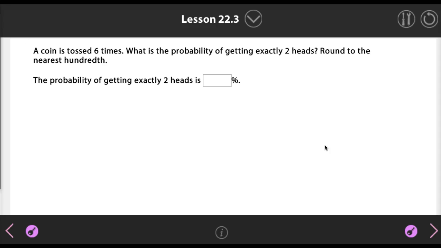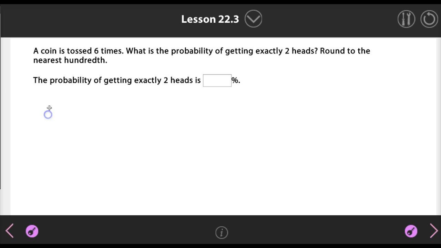A coin is tossed 6 times. What is the probability of getting exactly 2 heads? Now this is a little bit different, okay? Because let's think about this. When you toss a coin, I want to pick another question because 6 times is so much. But I'll just do it, okay?